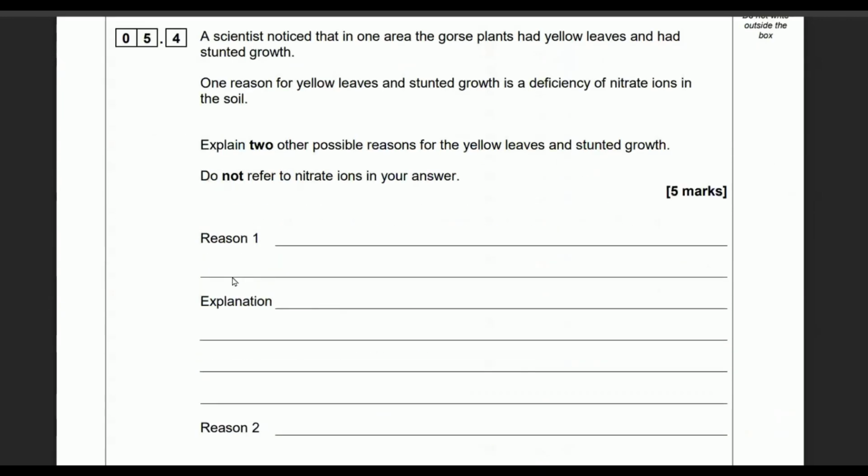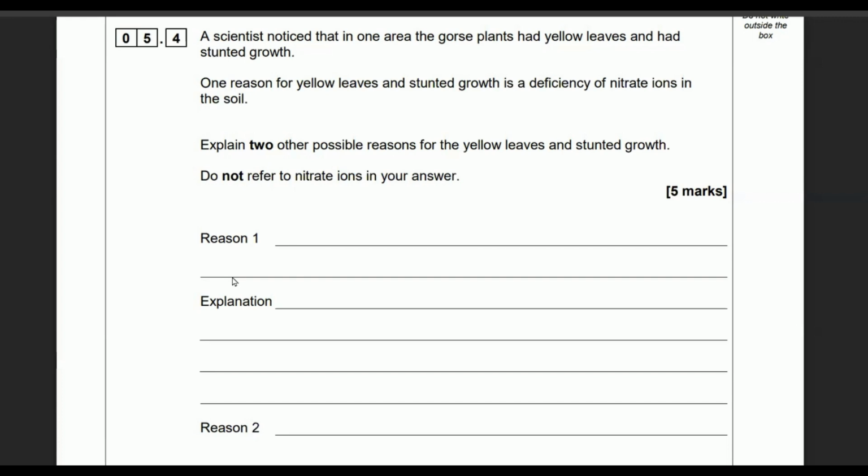5.4. A scientist noticed that in one area, the gorse plants had yellow leaves and stunted growth. Stunted means shorter, in case you're wondering. One reason for yellow leaves and stunted growth is a deficiency of nitrate ions in the soil. So if there's not enough nitrate, you get yellow leaves, you get stunted growth. Explain two other possible reasons for the yellow leaves and the stunted growth. Do not refer to nitrate ions in your answer.